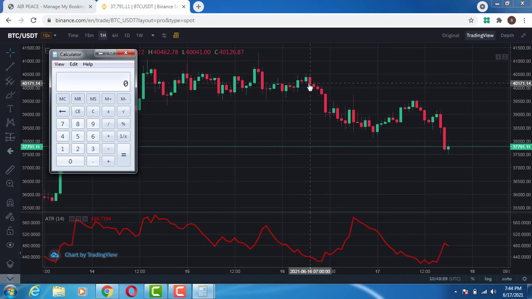So the ATR here is 439.71. So I have here 439.71 times 2 times 2. So you have this. Okay, now I have to add this number with the opening price of this very candle. This is the opening price in case of a bearish candle. I have to add it to the opening price here.